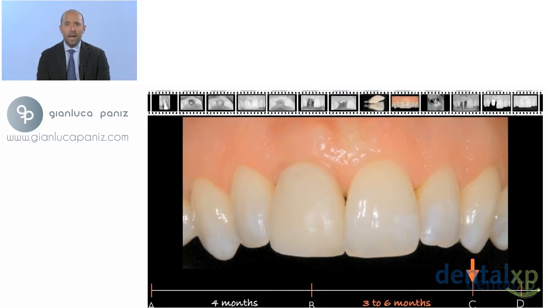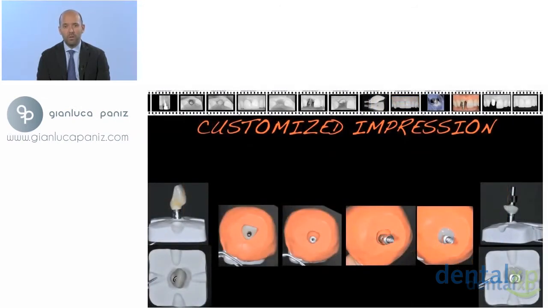After waiting a period of about 3 months, we move to the following step, that is the impression technique. And it's extremely important that all the effort that we made in the previous months is transferred to our dental technicians. So we need to have a customized impression technique that delivers to the dental technician the exact shape of the provisional restoration into the final restoration.